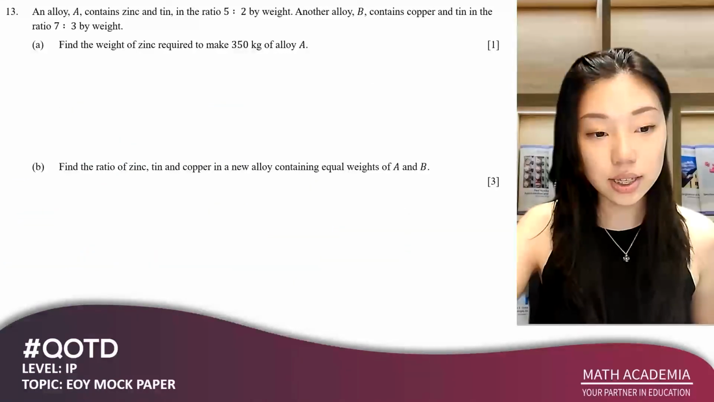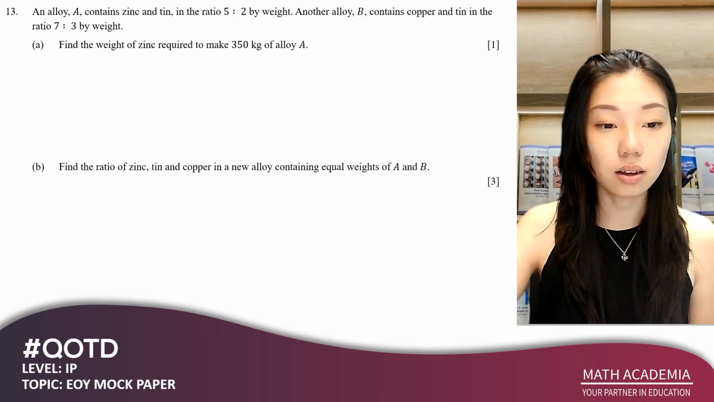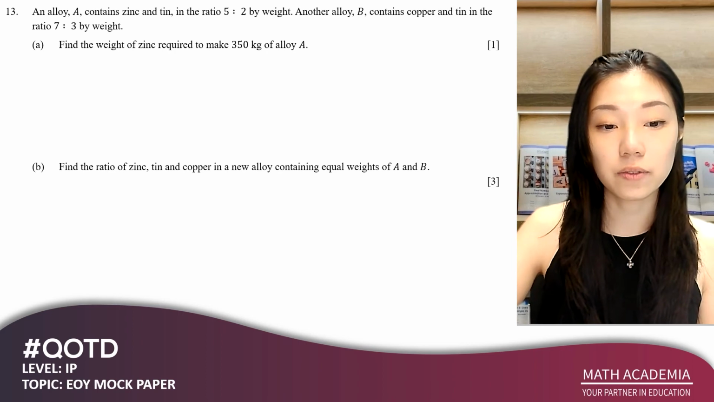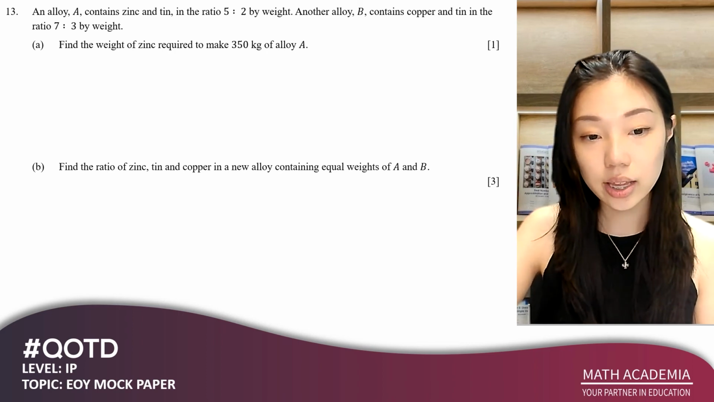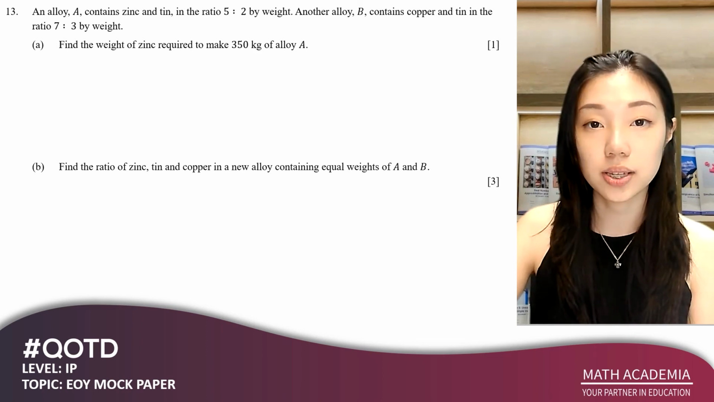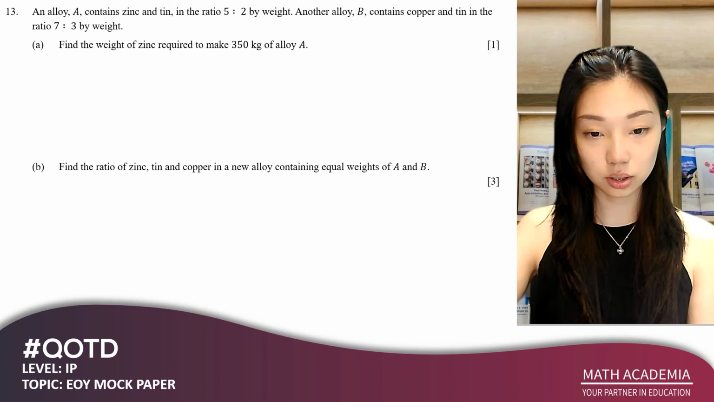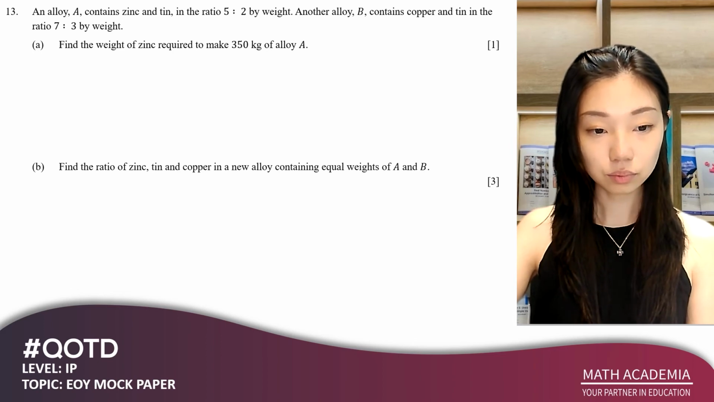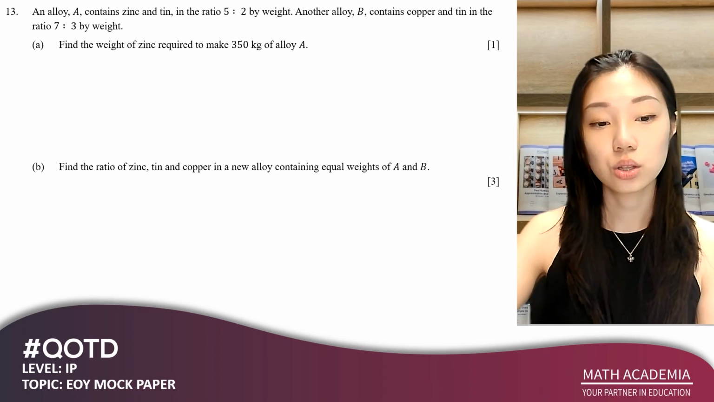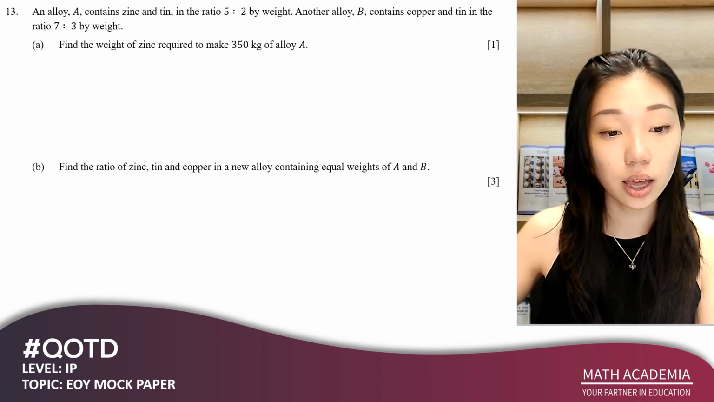Alright, lastly, let's look at question 13. An alloy A contains zinc and tin in the ratio of 5:2 by weight. Another alloy B contains copper and tin in the ratio of 7:3 by weight. They are asking to find the weight of zinc required to make 350 kg of alloy A.